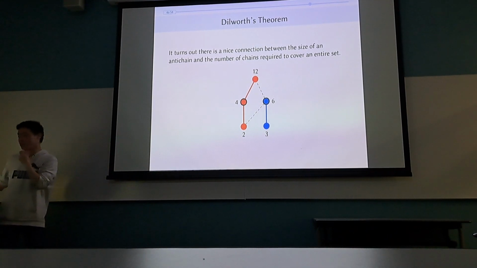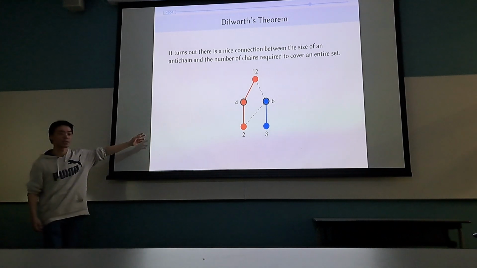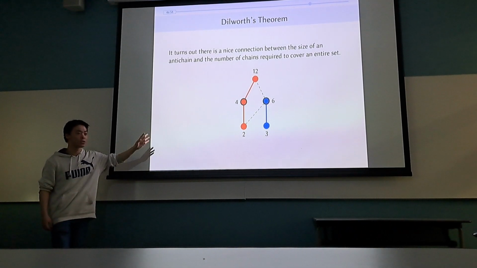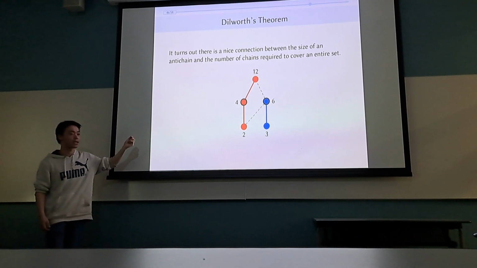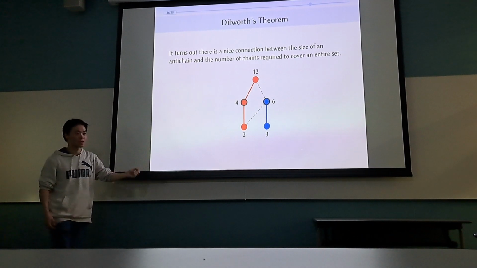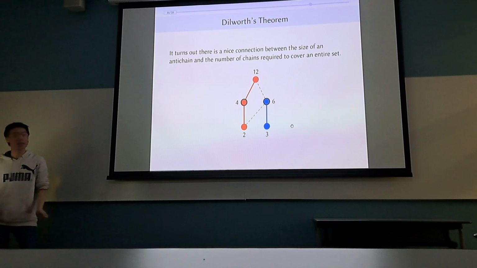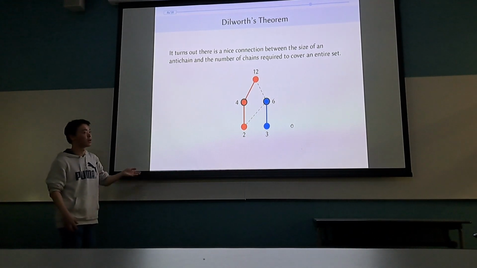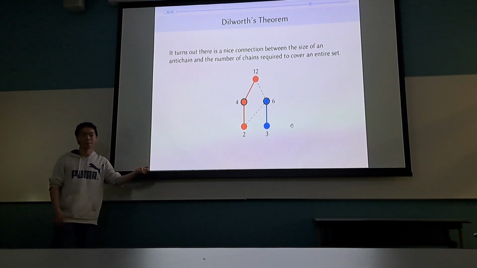So here, interestingly, there are 2 chains that completely cover my set, and there's also an anti-chain of size 2. So you can see that in this example here, the theorem holds, and the theorem holds more generally for any partially ordered set.